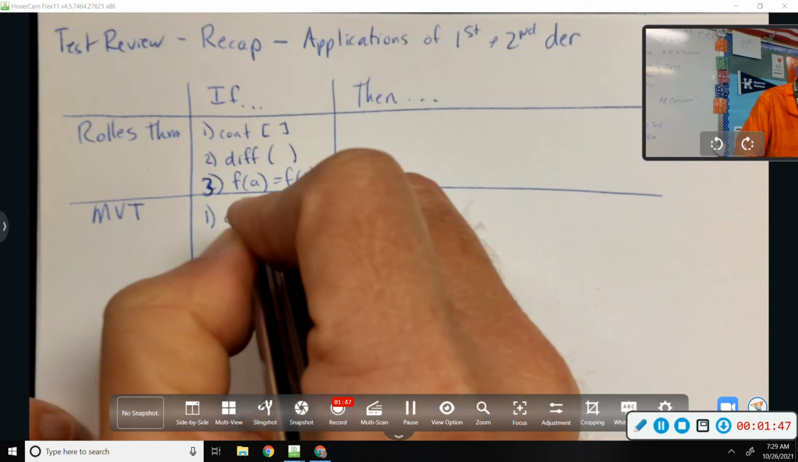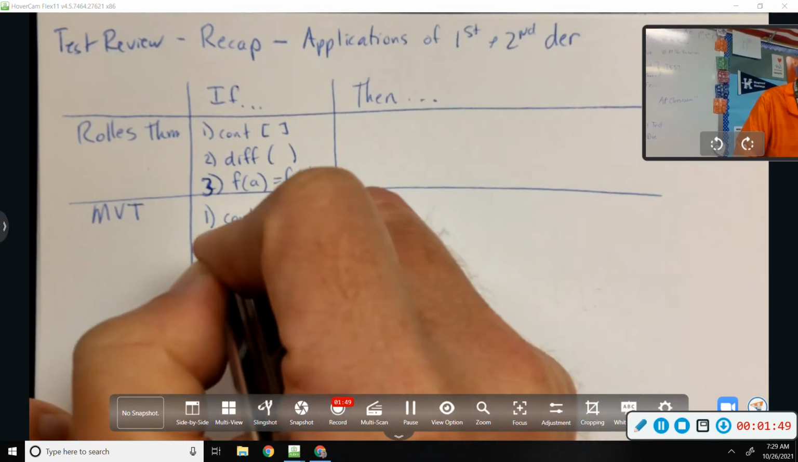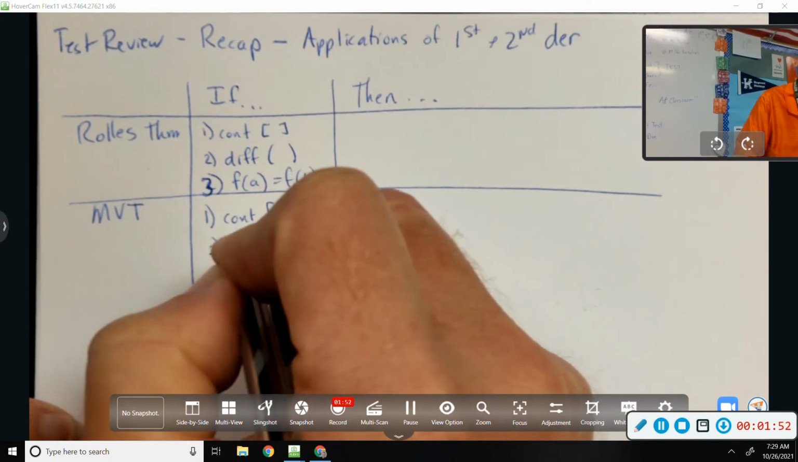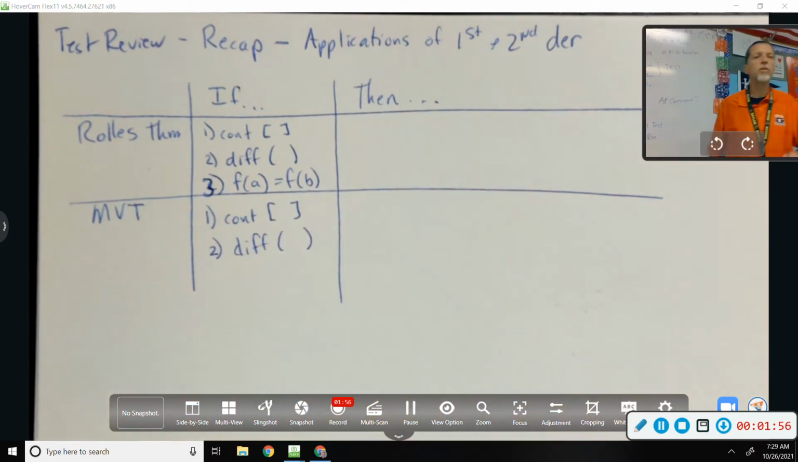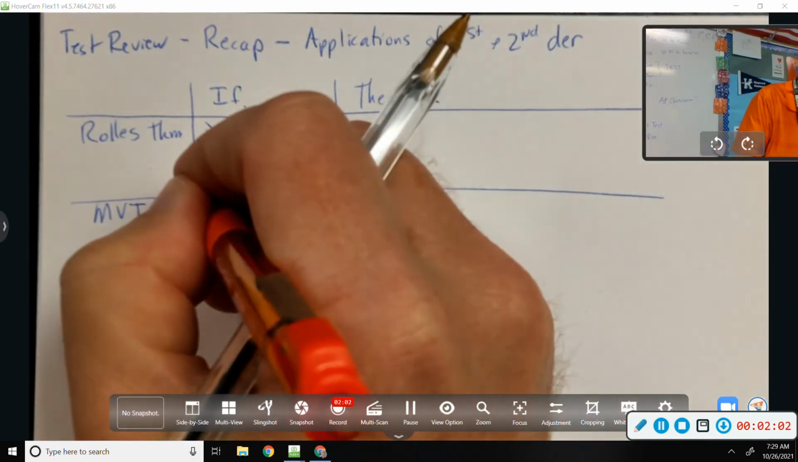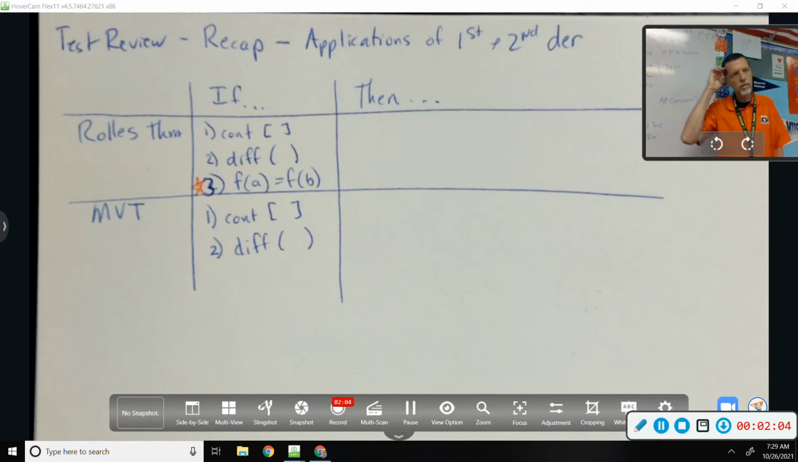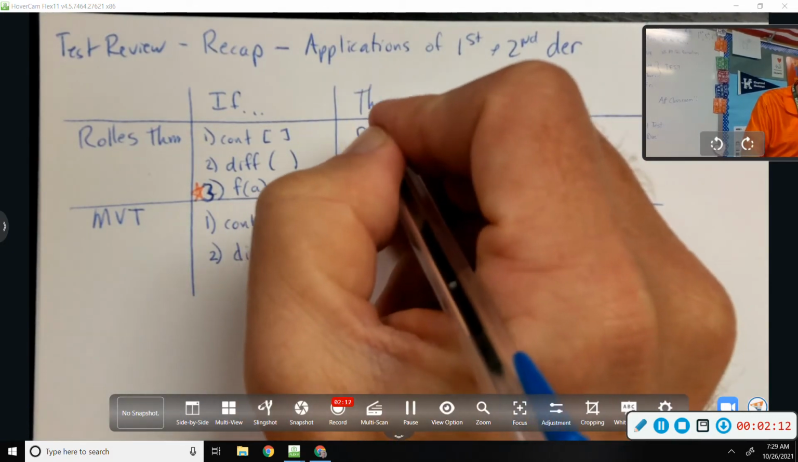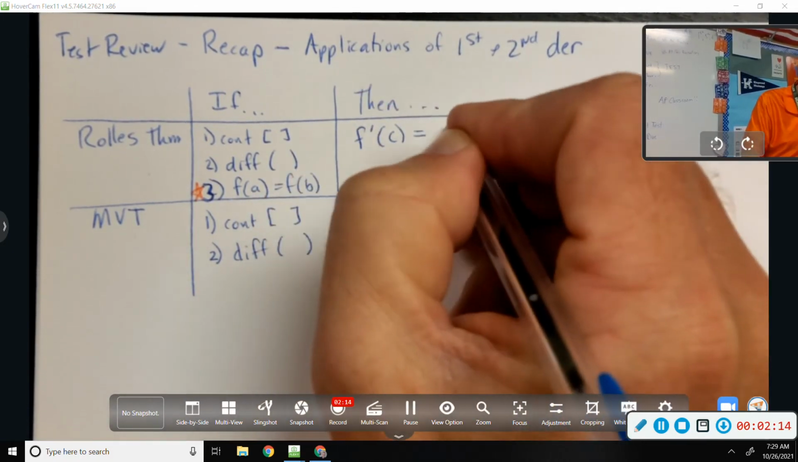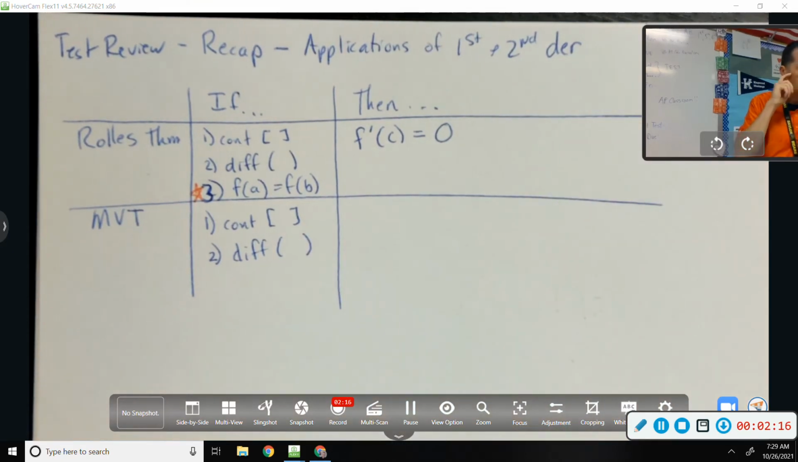And while we're on the topic of conditions or if statements, the MVT was just continuous and differentiable. So that third part of the if for Rolle's is what made it Rolle's rather than MVT. What sets it apart. If we meet all those criteria, then the conclusion is somewhere the slope is 0.